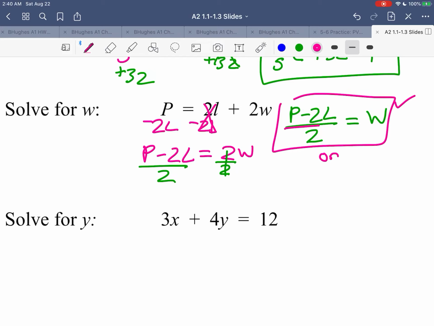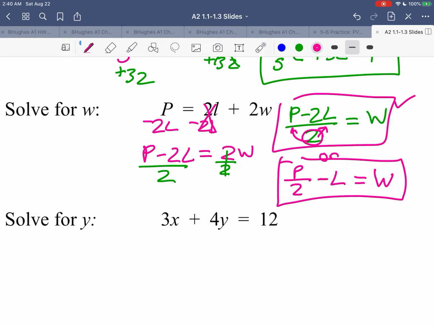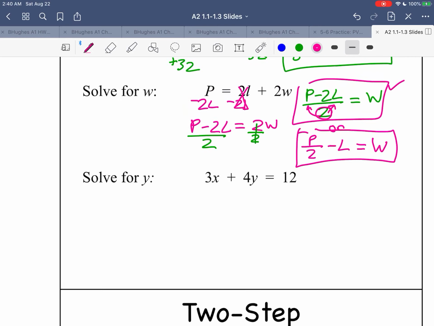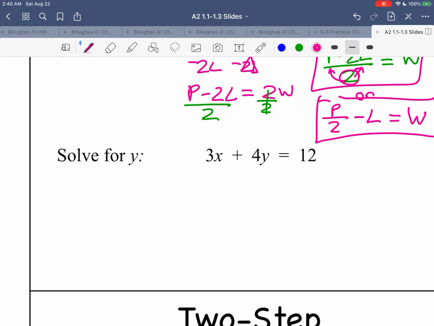However, there is a simpler way of doing this, because this long bar means that both terms are being divided by 2. Well, that doesn't change anything for the P because I don't know what P is. But it does change for this term. So if you have negative 2L divided by 2, the 2's are going to cancel and you're going to be left with P over 2 minus L. So P over 2 minus L is the answer when you're trying to solve for W.